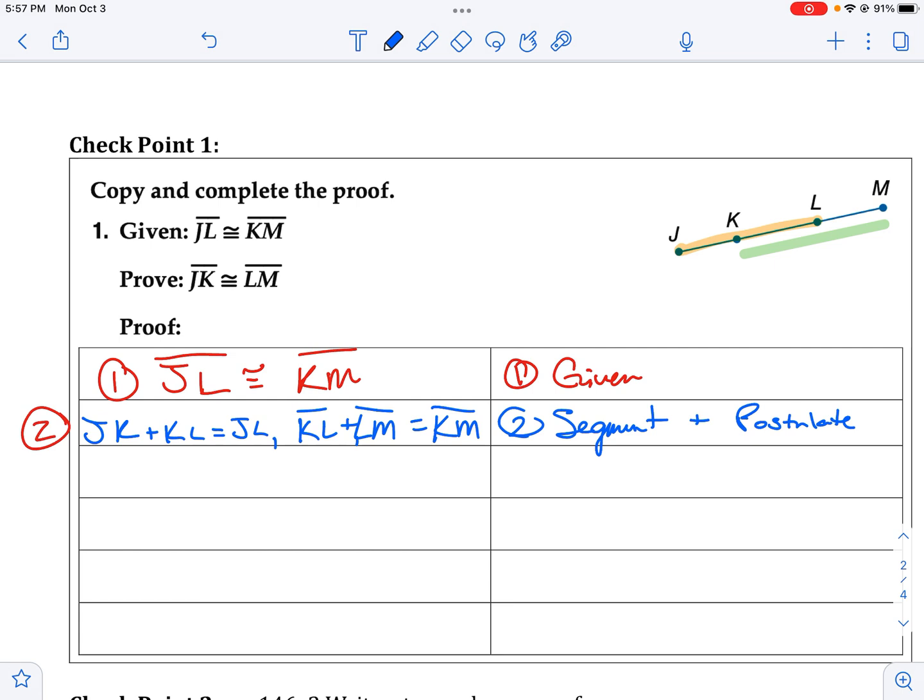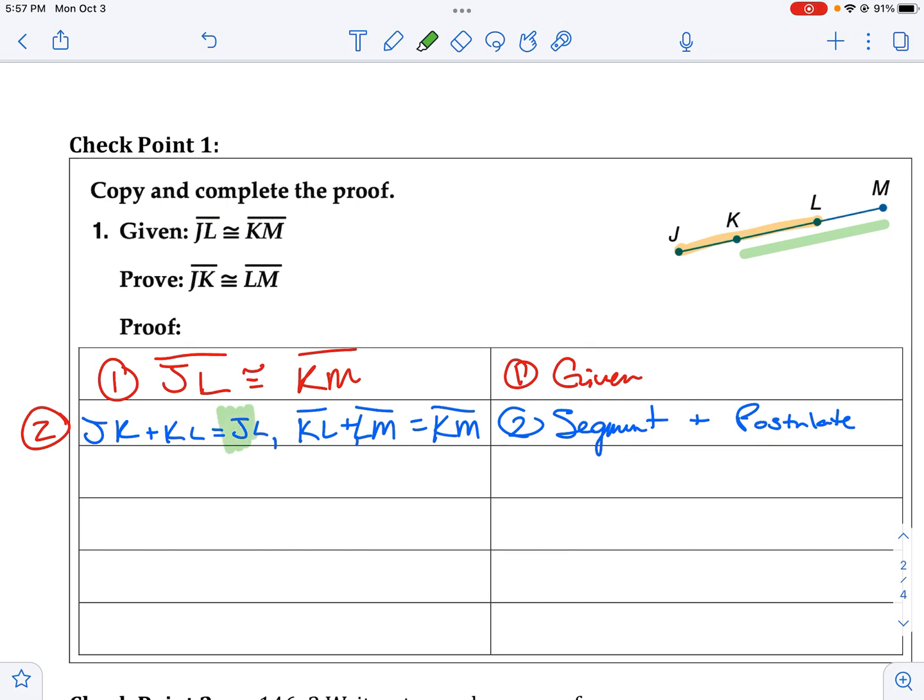All right. So I've done my givens. I did my segment addition postulate. But I should go back because I'm kind of stuck now. I don't see any way to simplify this. Is there anything that I can substitute from my givens? Well, the only given statement I have is that JL and KM are equal.